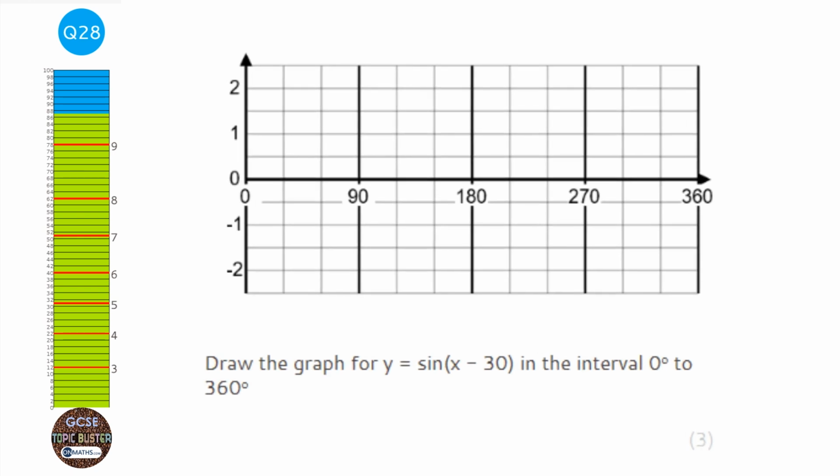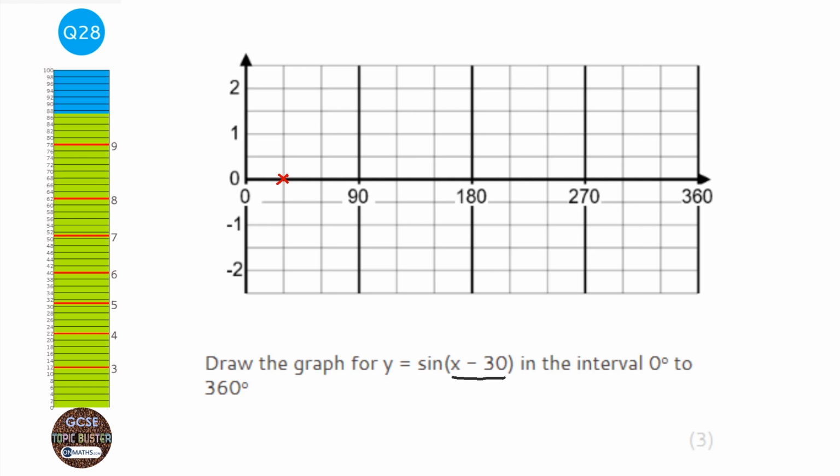Okay, to answer this question you need to understand the sine wave. And the sine wave starts at 0 and then goes up to 1 at 90, goes back to 0 at 180, down to -1 at 270, and then back up to 0 at 360. Now what's happening here is we're taking away 30 before we put it into sine. So at this point here, sine thinks we're at 0 because that point there is 30. So we're going to do 30 take away 30, which is 0. Sine thinks we're at 0, which it will spit out the 0 as the answer.